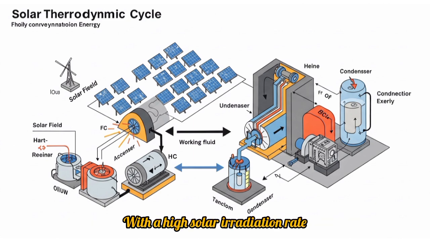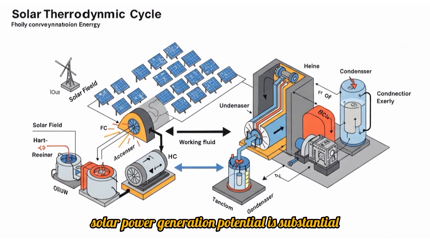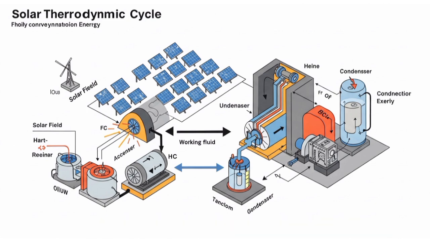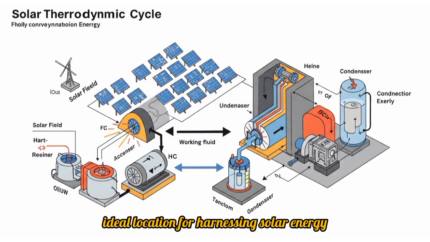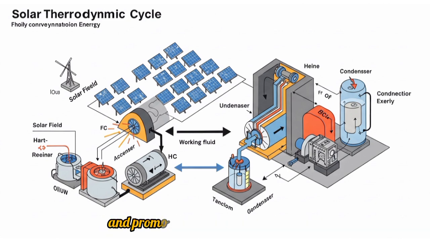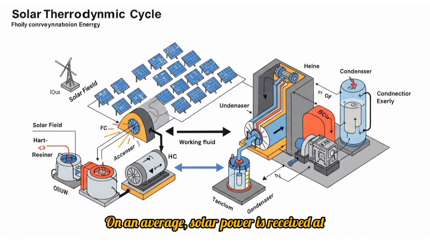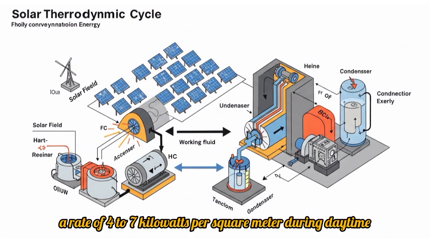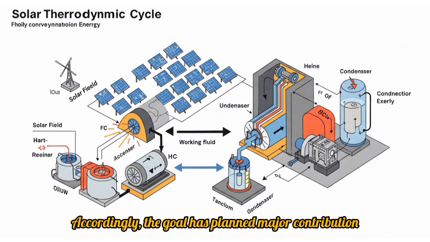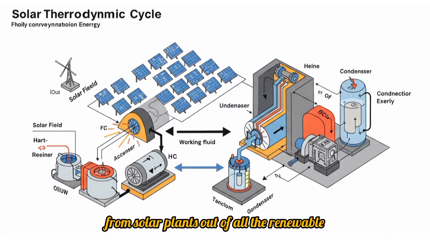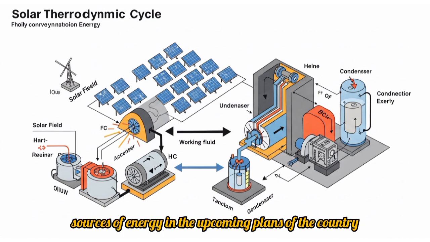Being a tropical country, it receives abundant solar radiation throughout the year. With a high solar irradiation rate, solar power generation potential is substantial. The availability of sunlight makes it an ideal location for harnessing solar energy and promoting solar plant installations. On an average, solar power is received at a rate of 4 to 7 kilowatts per square meter during daytime. Accordingly, the government has planned a major contribution from solar plants out of all the renewable sources of energy in the upcoming plans of the country.